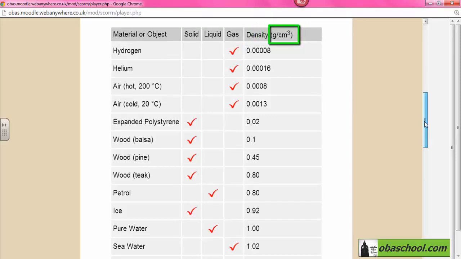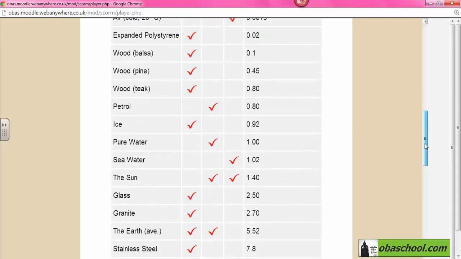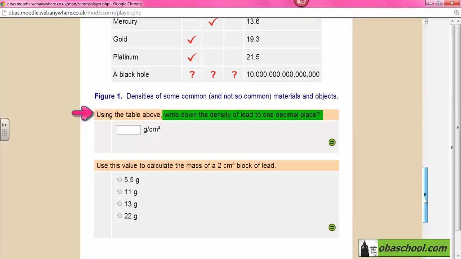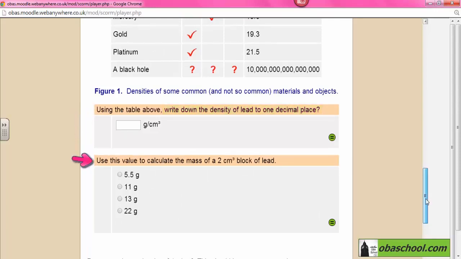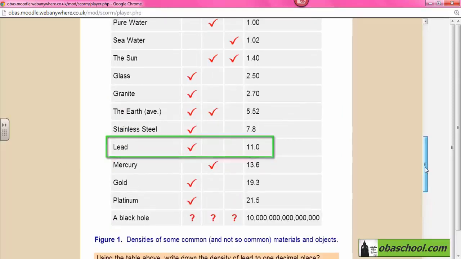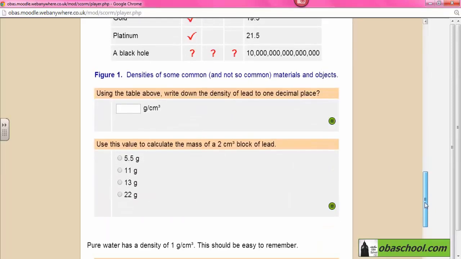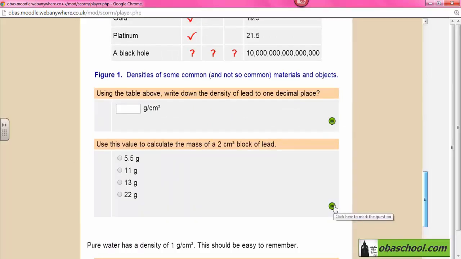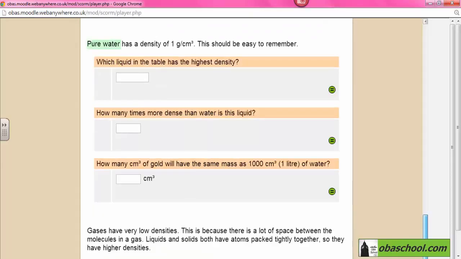We have solid, liquid, and gas. The density is in gram per centimeter cube. Using the table above, write down the density of lead to one decimal place. Use this value to calculate the mass of a 2 centimeter cube block of lead. So we're going to go back to the table. We see that lead has this density. After that, we can calculate the mass of the lead using the equation.